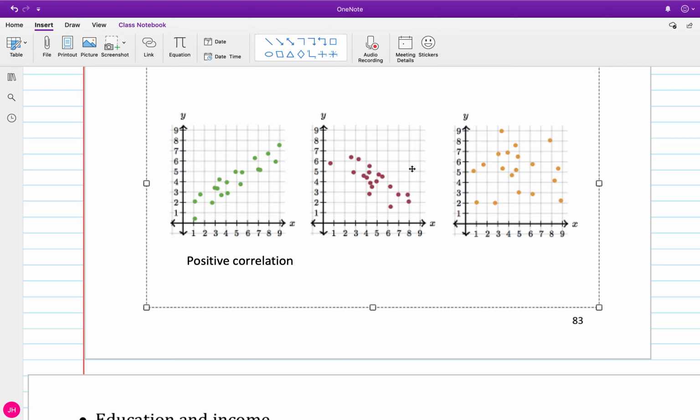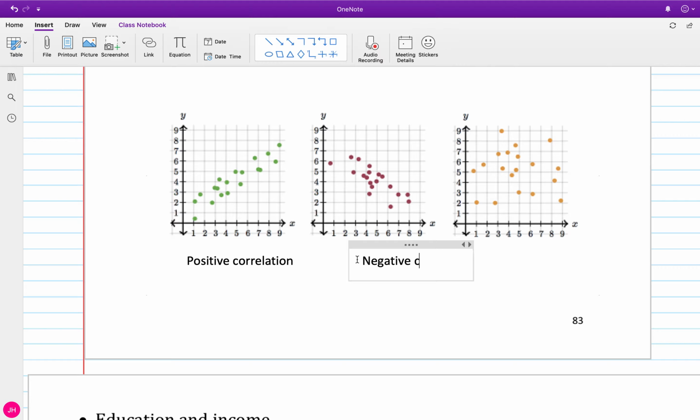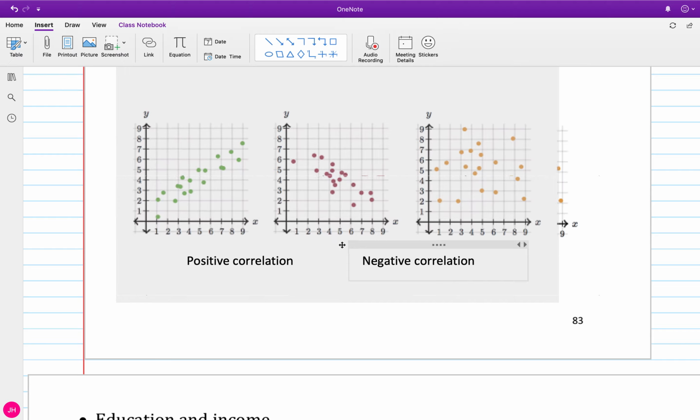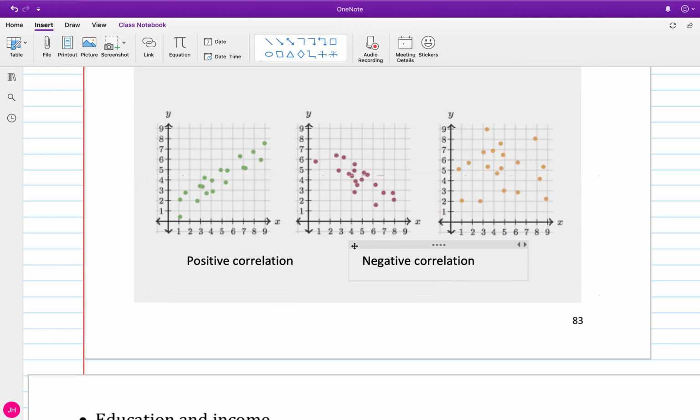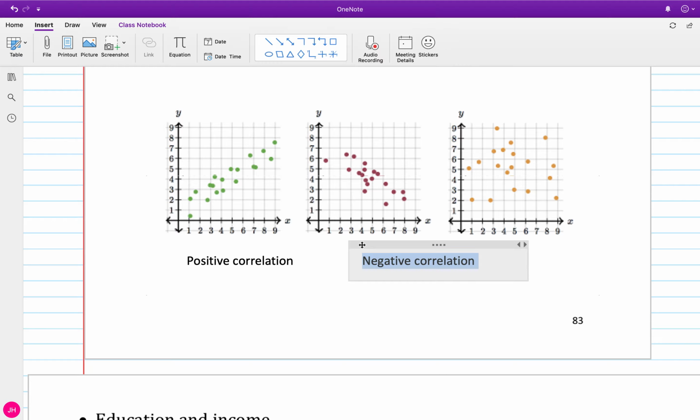The contrast to that over here, if I'm reading left to right again, starting on the left, my dots are going down as I go toward the right. So this would have a negative slope, or we would say it has a negative correlation. Now we could actually calculate what this correlation is if we wanted to and we had programs, but that's not going to be the purpose of this class. So we're not going to be doing that.